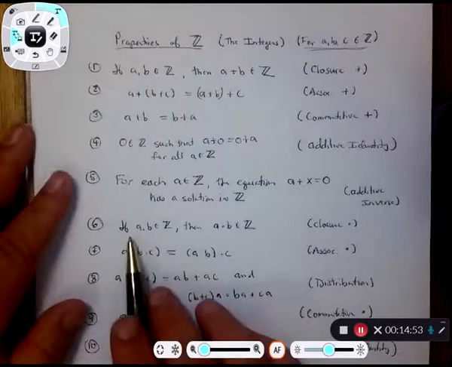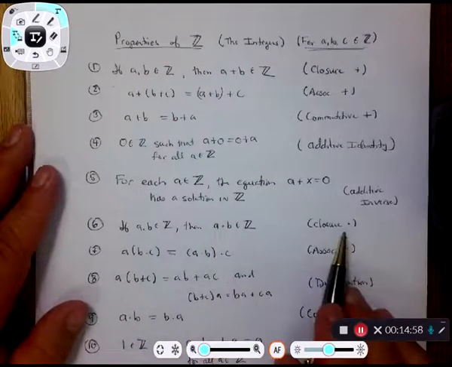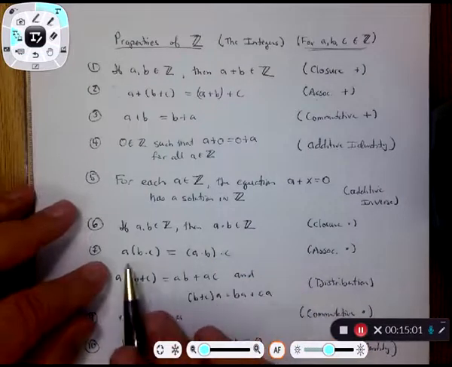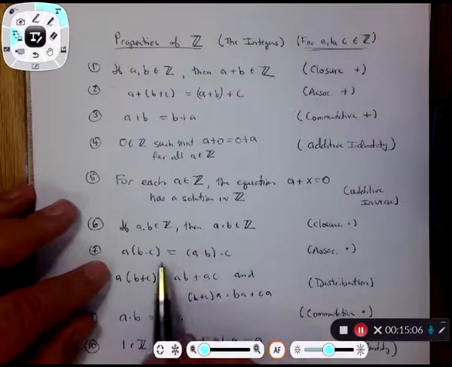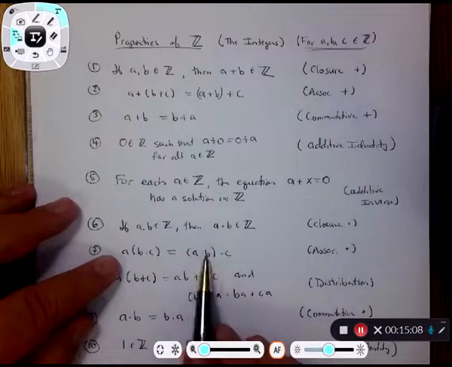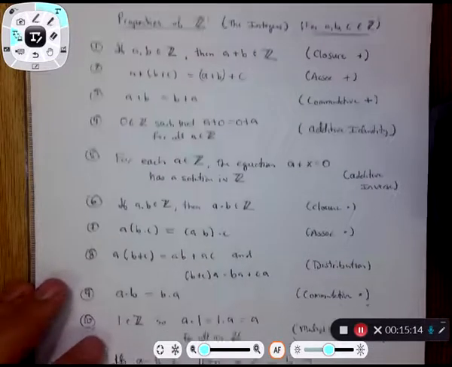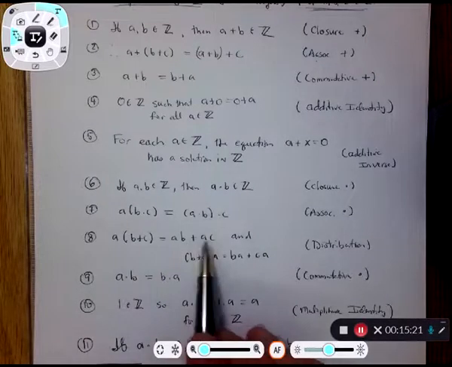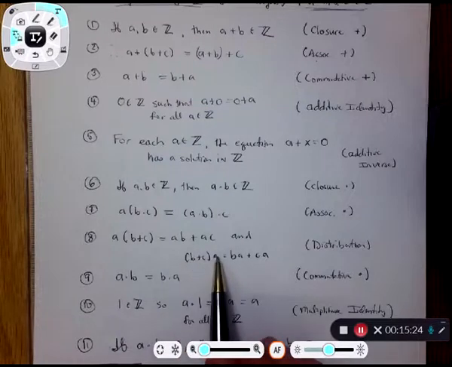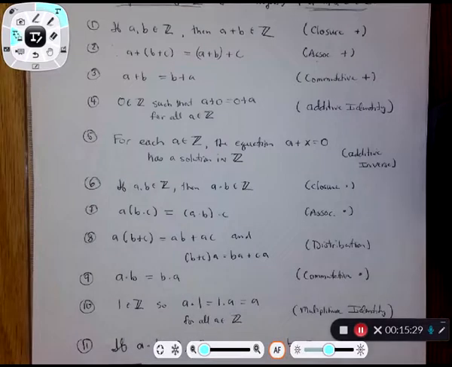Keep going. If A and B are integers, then A times B is an integer. That's called closure under the multiplication property. A times B times C is equal to A times B times C. Well, here all I did was just move the parentheses around. That's called associativity, this time under multiplication. A times B plus C is equal to AB plus AC, and B plus C times A is equal to AB plus AC. That's called the distributive property.